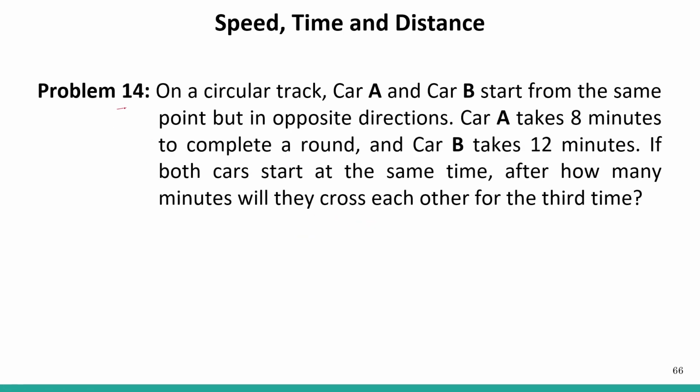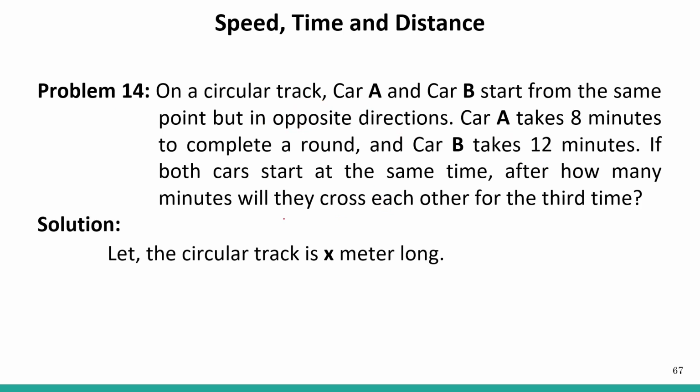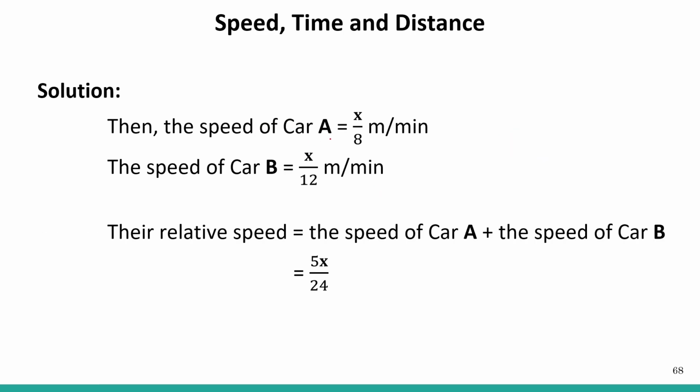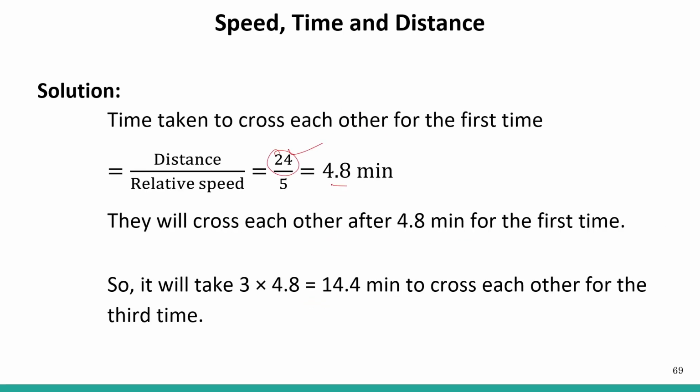Okay, let's see problem number 14. On a circular track, car A and car B start from the same point but in opposite directions. Here opposite is the key point. Car A takes 8 minutes to complete the round and B takes 12 minutes. If both the cars start at the same time, after how many minutes will they cross each other for the third time? Let the circular track be x meters long. Car A's speed is x by 8 meters per minute and car B's is x by 12 meters per minute. The relative speed is the speed of car A plus the speed of car B, which is 5x by 24. So 24 by 5 is equal to 4.8, and 3 into 4.8 is equal to 14.4 minutes to cross each other for the third time.